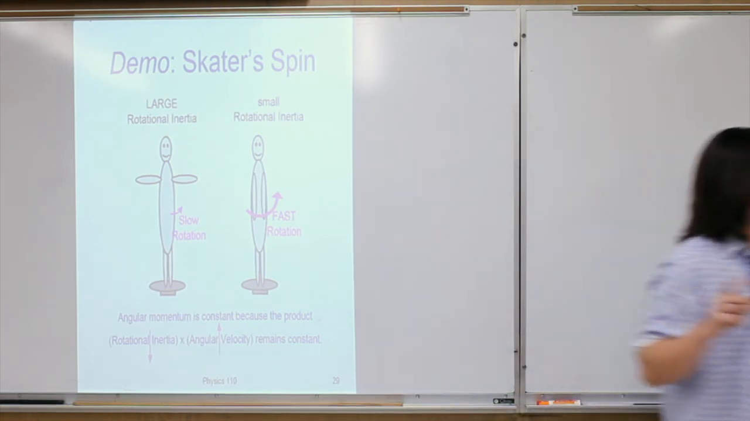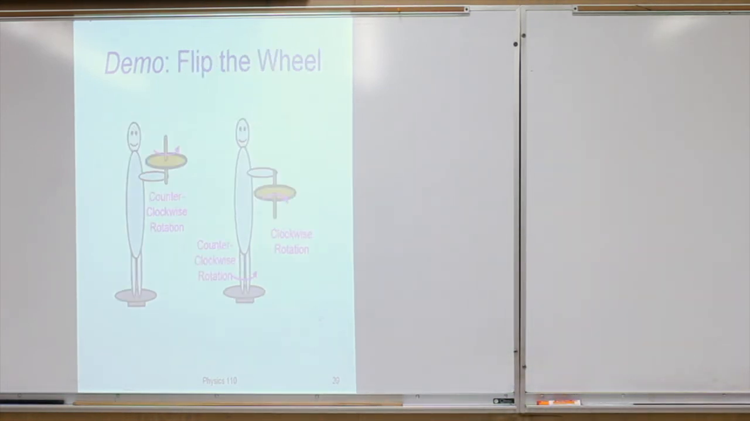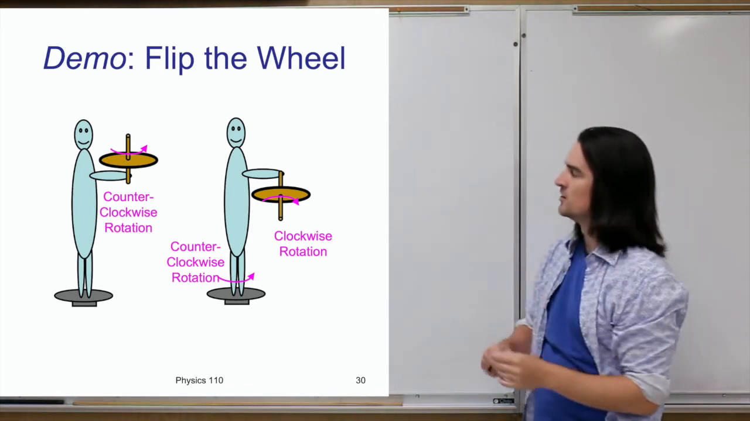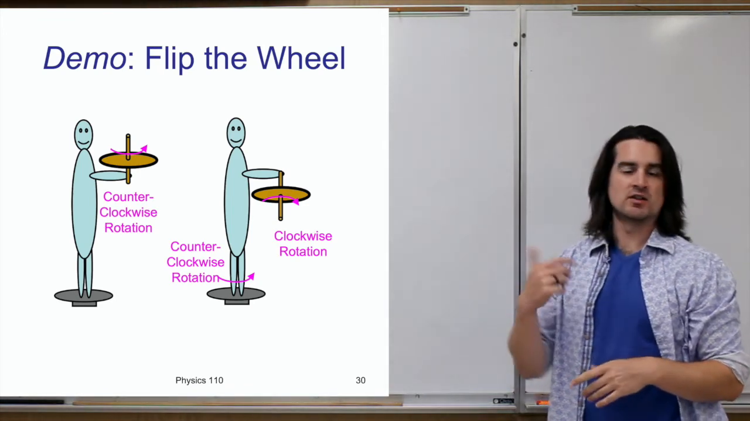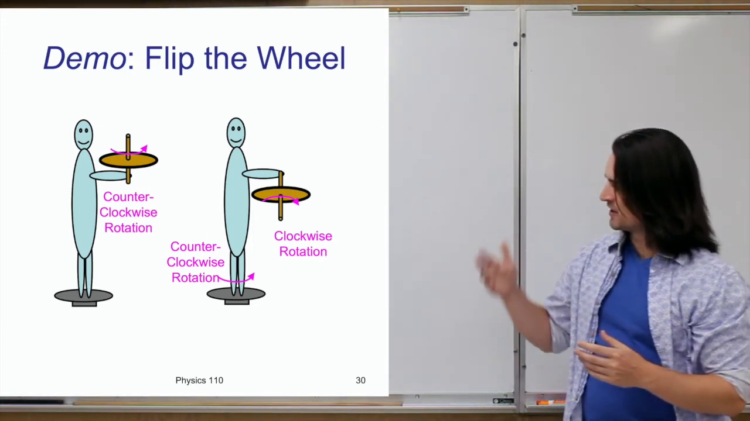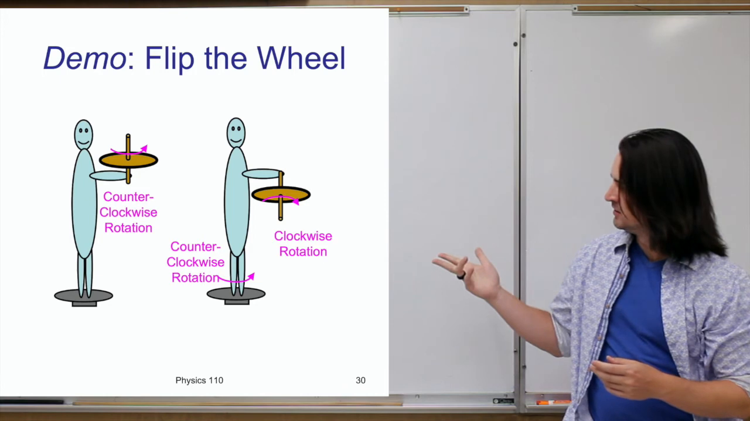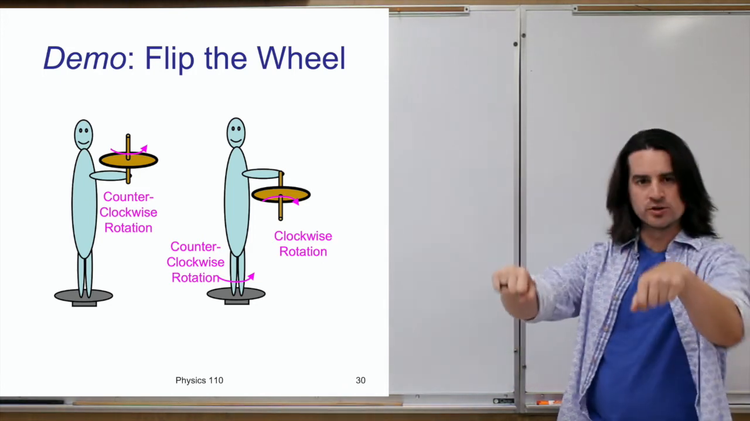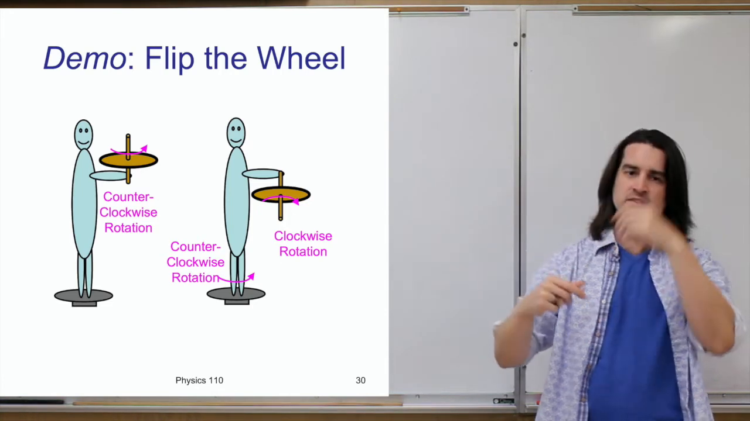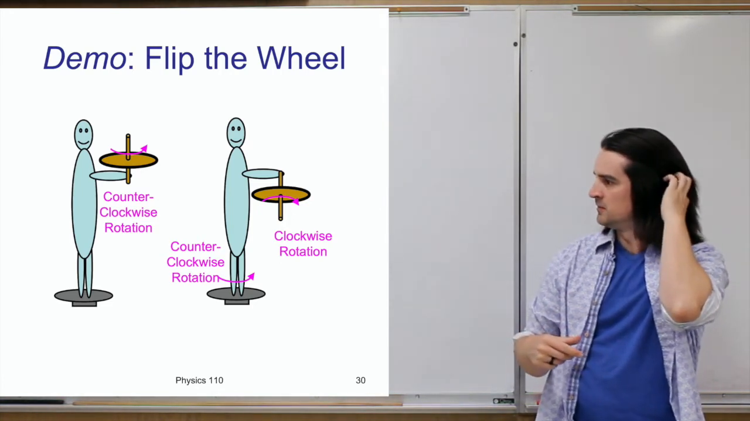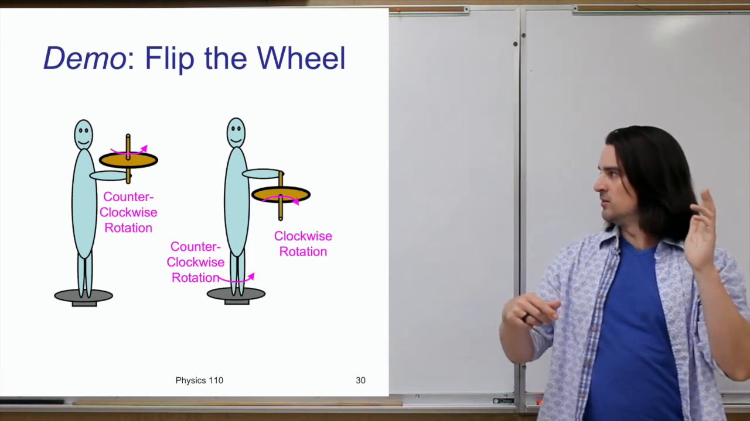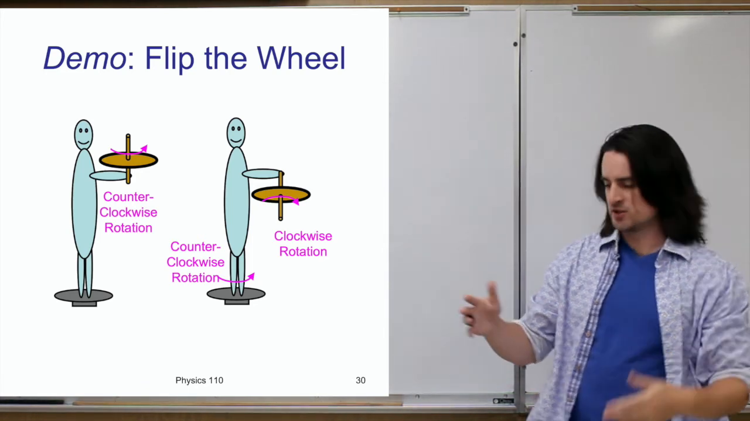Okay, so I have a couple of other quick little demos here. Another way to demonstrate the conservation of rotational momentum is if I stand on a platform that can rotate, and I hold an object that can also rotate by itself, like a bicycle wheel, then, well, essentially, here, let's just see.